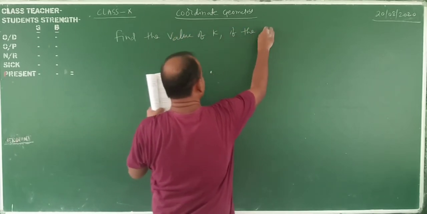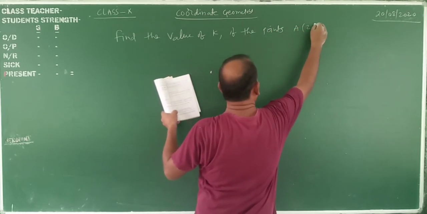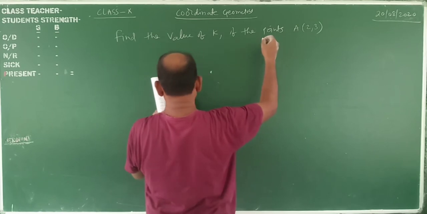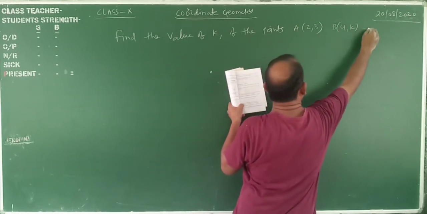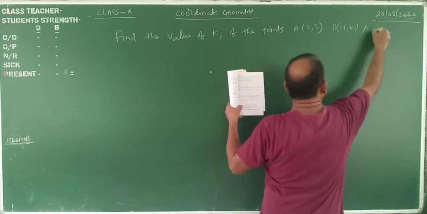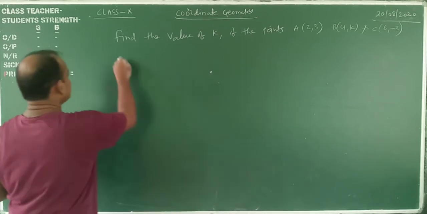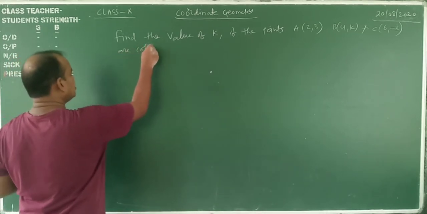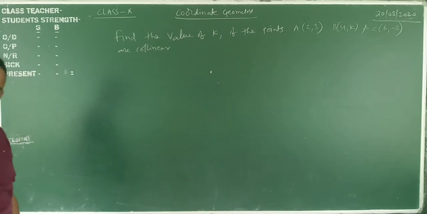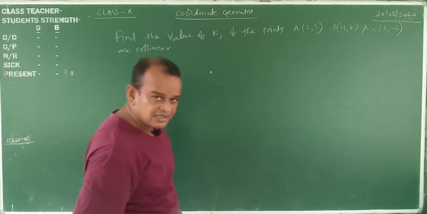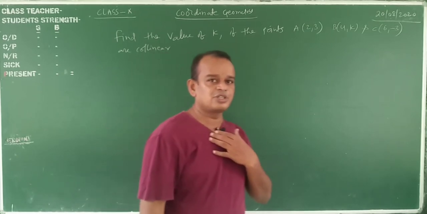If the points A (2, 3), B (4, k) and C (6, minus 3) are collinear, find k. Collinear means those points lie on the same line, means the area of the triangle must be equal to 0. Area of the triangle must be equal to 0.